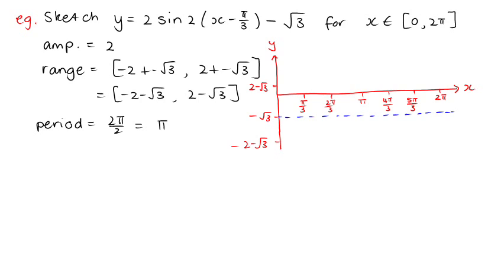Right, sine graph usually starts at the origin, but it's been moved to the right pi on 3 spaces and down negative root 3 spaces. So it usually starts here, I'm going to go across and down, starts here.